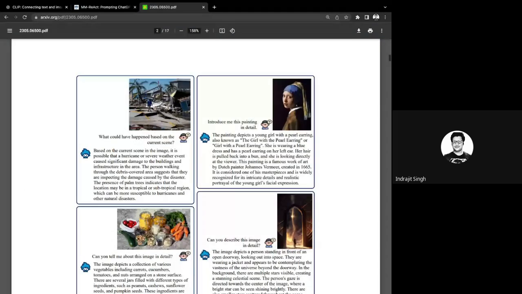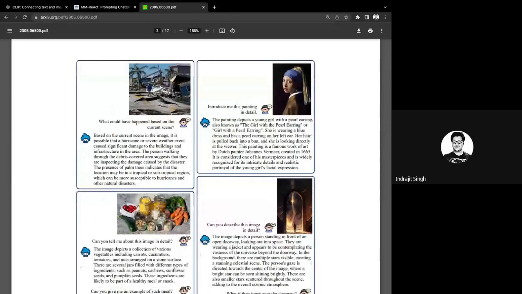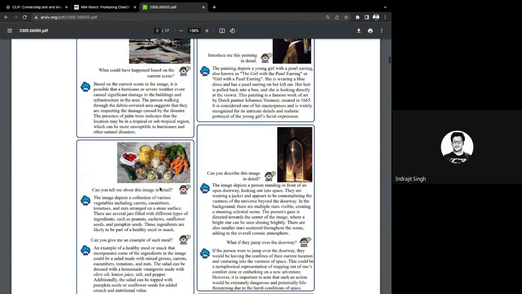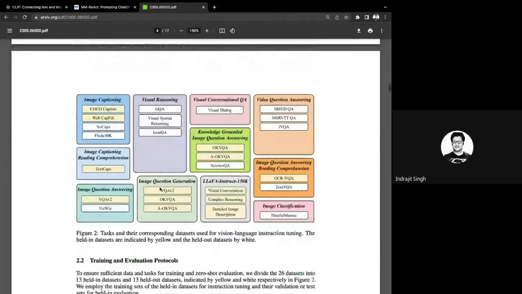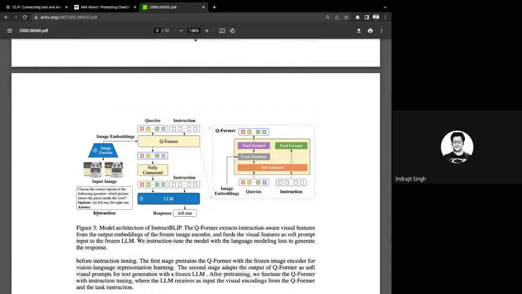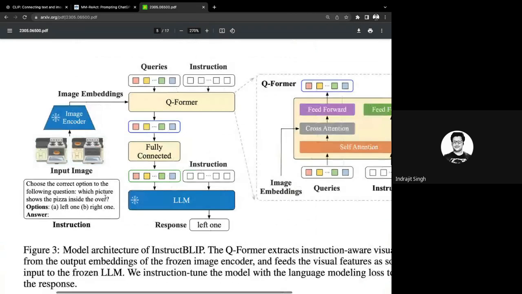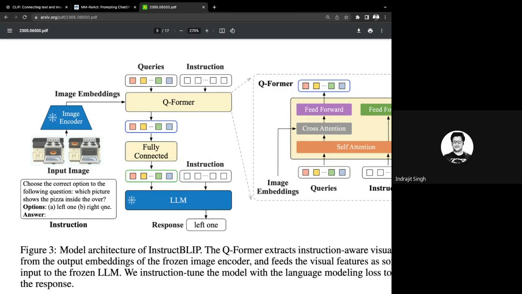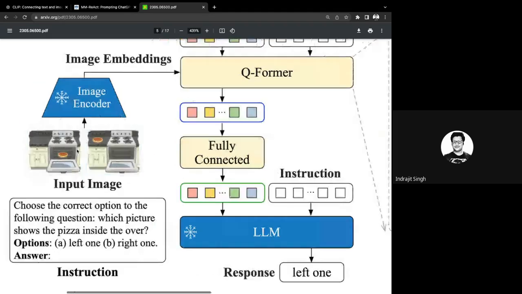And if I go here, right, you can see what could have happened based on the current scene. Now you are giving such prompts, and you're feeding in some images, and you are expecting the model to basically give reasoning behind that, right? So I'll come to that. And this is using this technique where you have an instruction: choose the correct option to follow the question, which picture shows the pizza inside the oven, left one or right one, right? So these are the two images you can see. Can you guys see this?